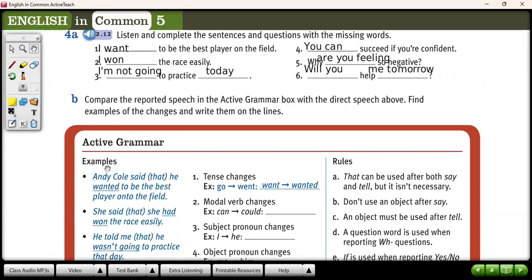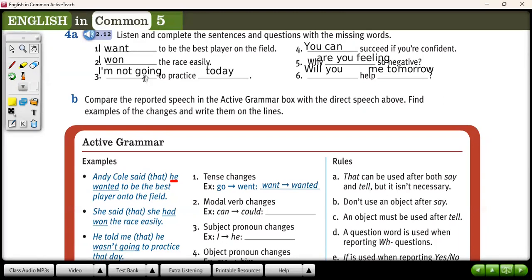Andy said that he wanted to be the best player on the field. So, as you can see, we are changing the pronouns, I for he, and also I'm changing the verb want in the simple present for wanted in the simple past. So one of the things that we have to change is the tense. We take one step back into the past when reporting.